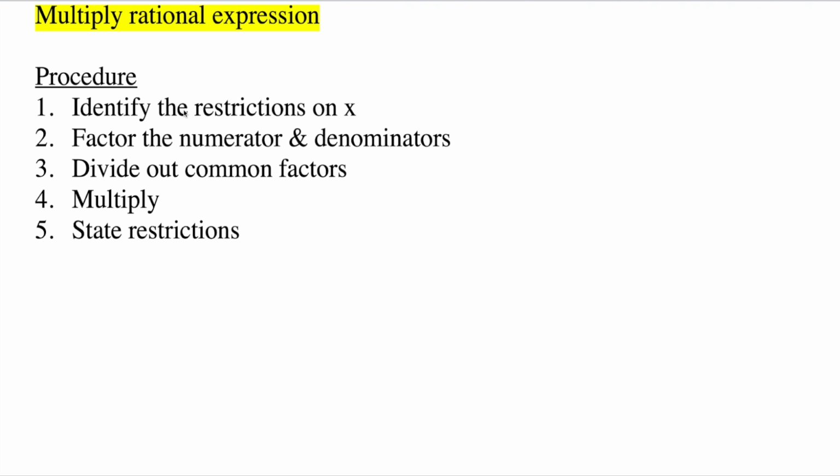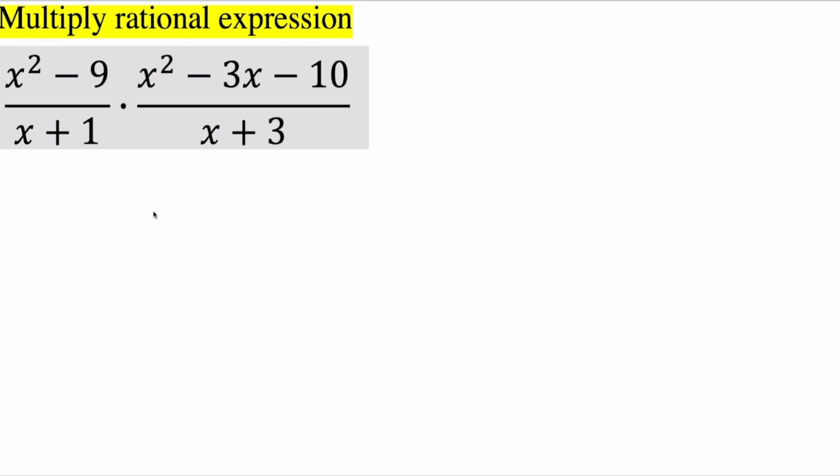Step 1 says identify the restrictions on x. Step 2 says factor the numerator and denominator. Step 3 says divide out common factors. Step 4 says multiply. And step 5 says restate your restrictions. So let's begin. This is our first problem.